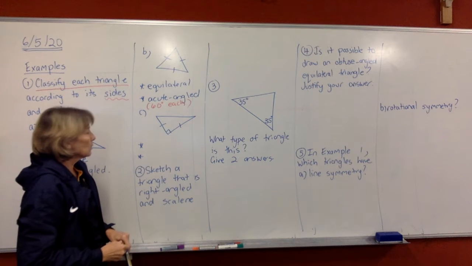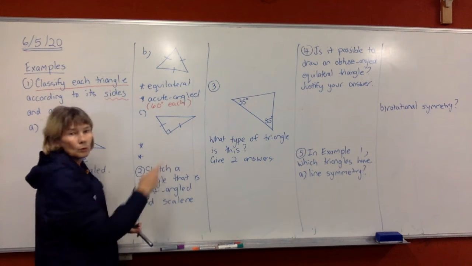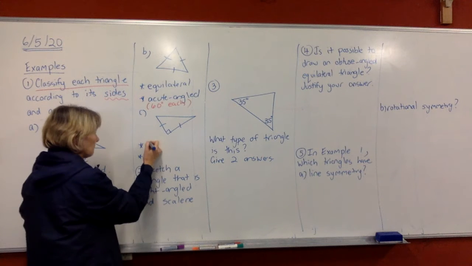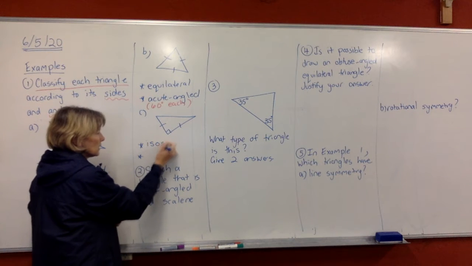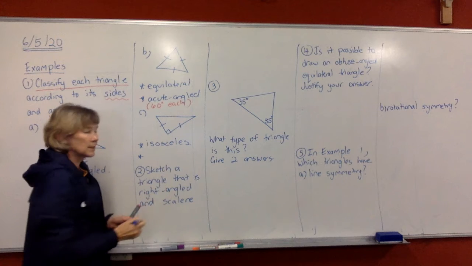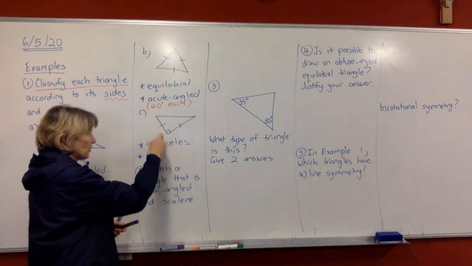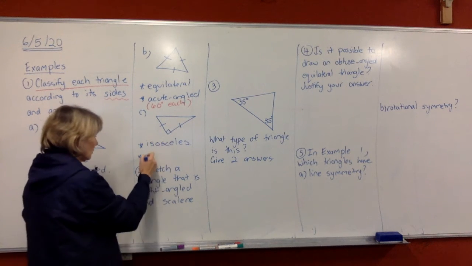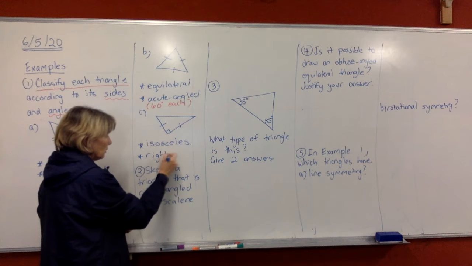Okay, in C, looking at the sides, it's got 2 markings of equal sides. So we're going to say it's an isosceles triangle for the 2 equal sides. And it's pretty obvious you've got an angle there that's a right angle, so the triangle is right angled.